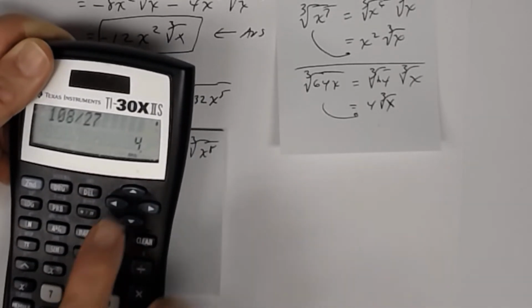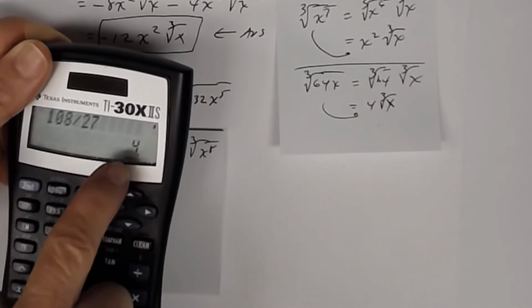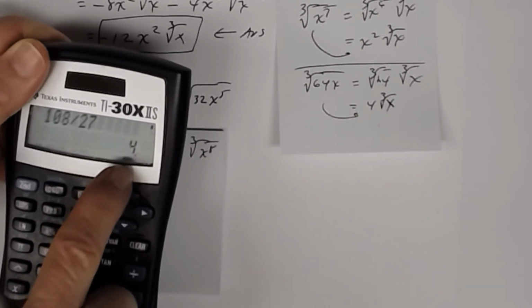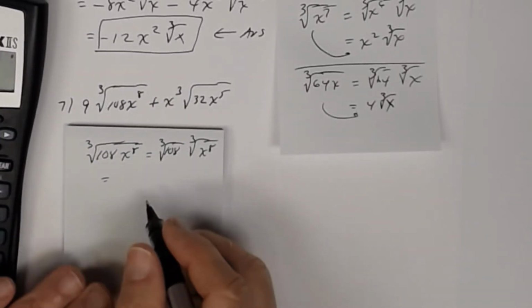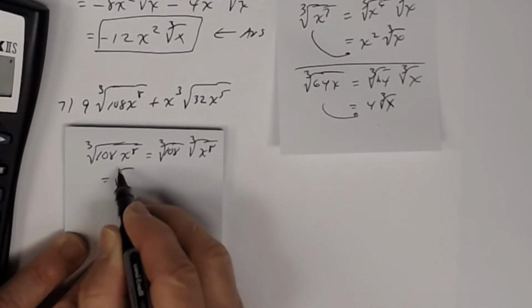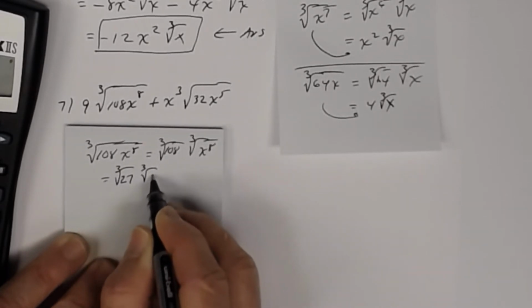And you get 4. So 27 times 4 is 108. And the only perfect cube that goes into 8 is 1. So that means that 27 is the largest. So this becomes the cube root of 27 times the cube root of 4.